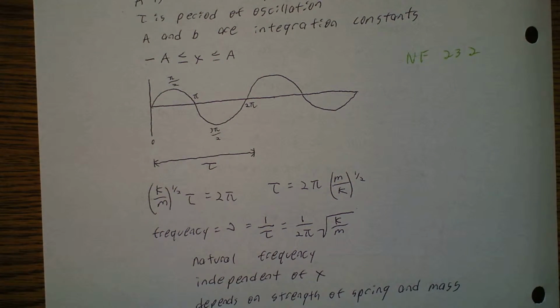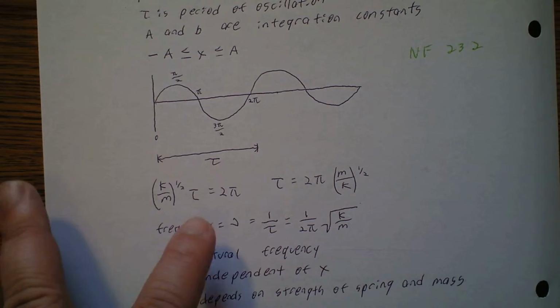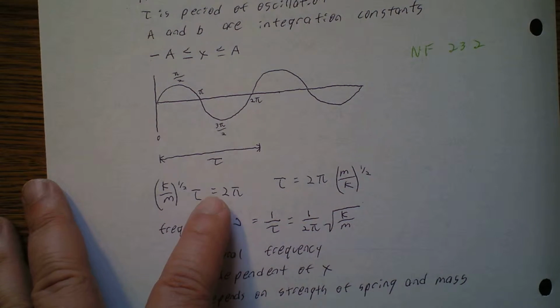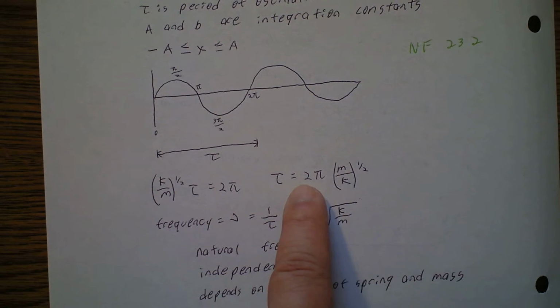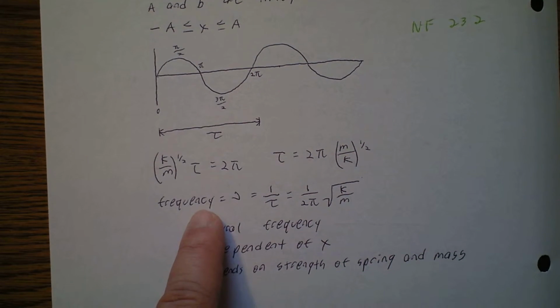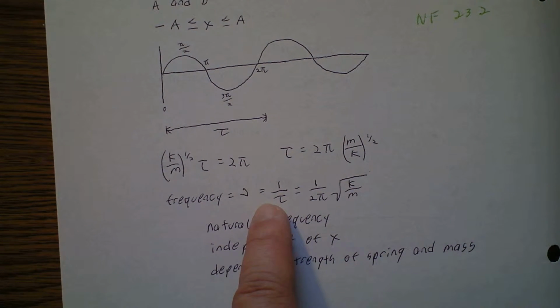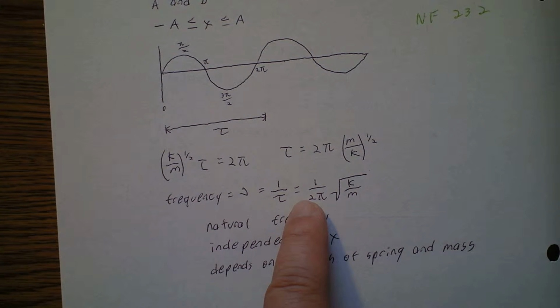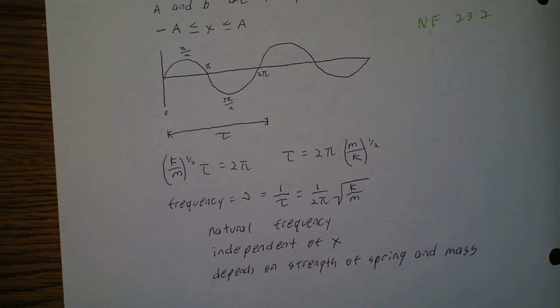Not to be confused with tau for all space, of course. We have to keep reusing the same letters because there's only so many letters. So we have the square root of K over M times tau is equal to 2 pi. So we get tau is equal to 2 pi times the square root of M over K. And frequency nu is equal to 1 over tau, and that's equal to 1 over 2 pi times the square root of K over M.